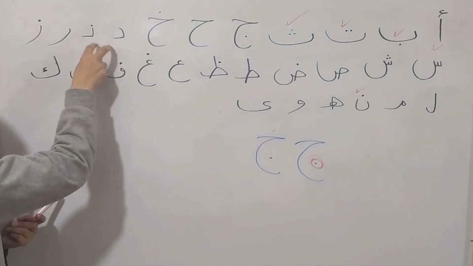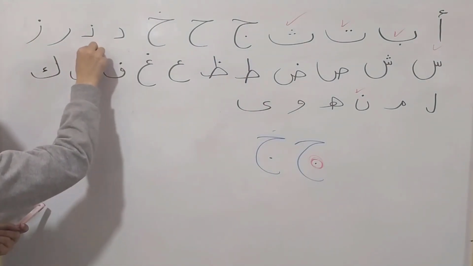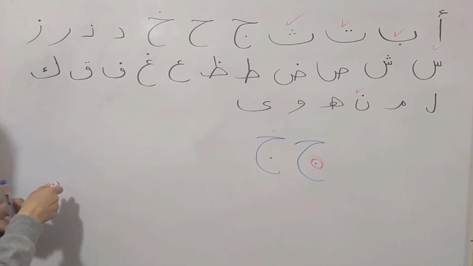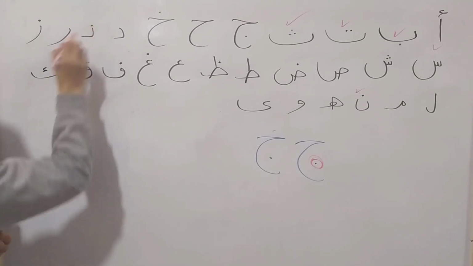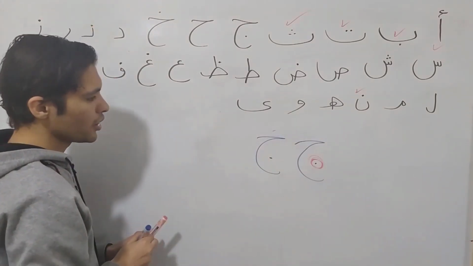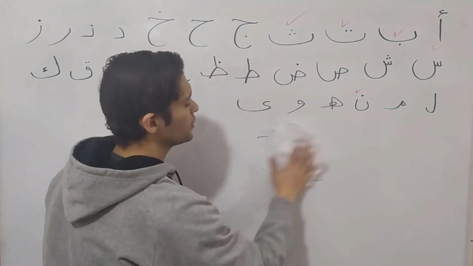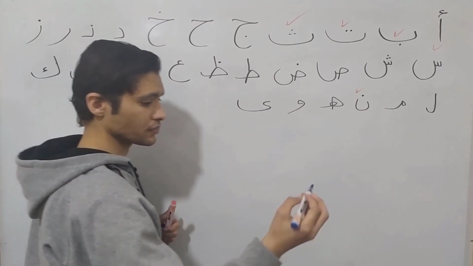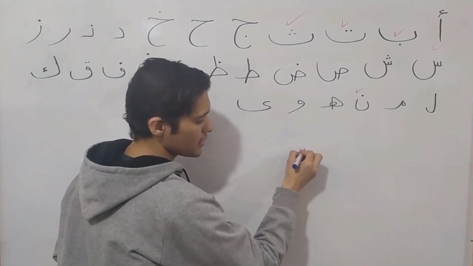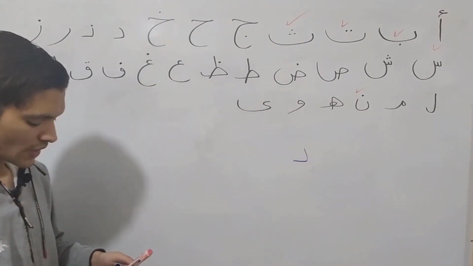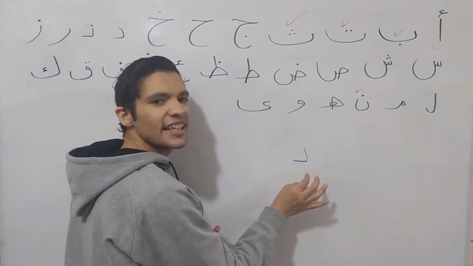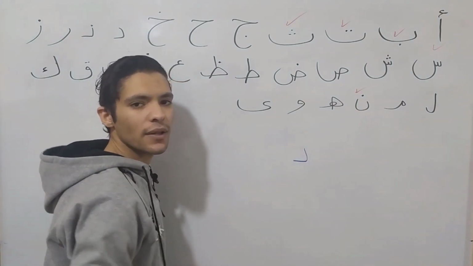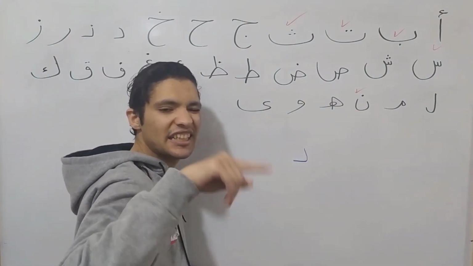What about this? They look exactly the same, but there's something you gotta bear in mind, the dot. So here, if we say this, what is this? This is del. It's kind of like D in English.